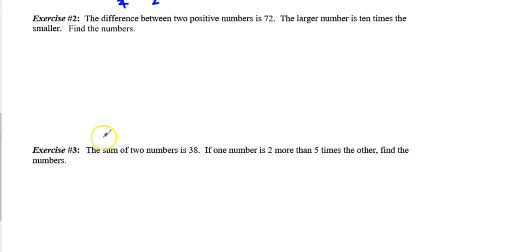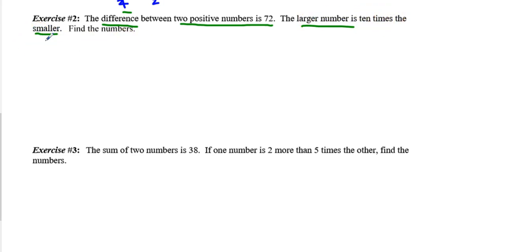Second one, the difference. Okay, so let's get into this one. The difference between two positive numbers, so I have two numbers, is 72. So I know difference, I'm going to just make a little note here. I've got subtraction. The larger number is 10 times the smaller.